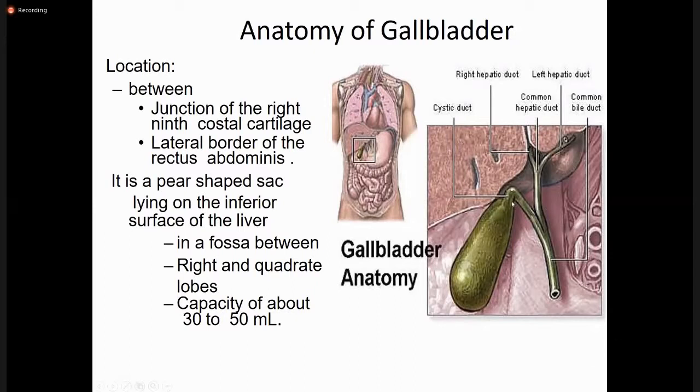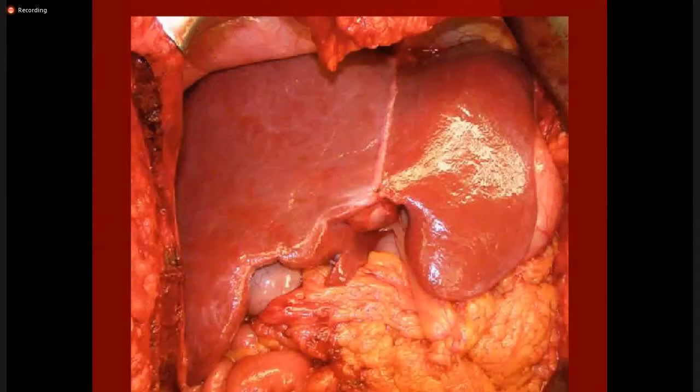You can see the gallbladder is lying in the liver bed. This is the cystic duct opening into the hepatic. So this is an overview of a gross appearance. This is the gallbladder basically, and this is the caudate lobe and the right lobe.